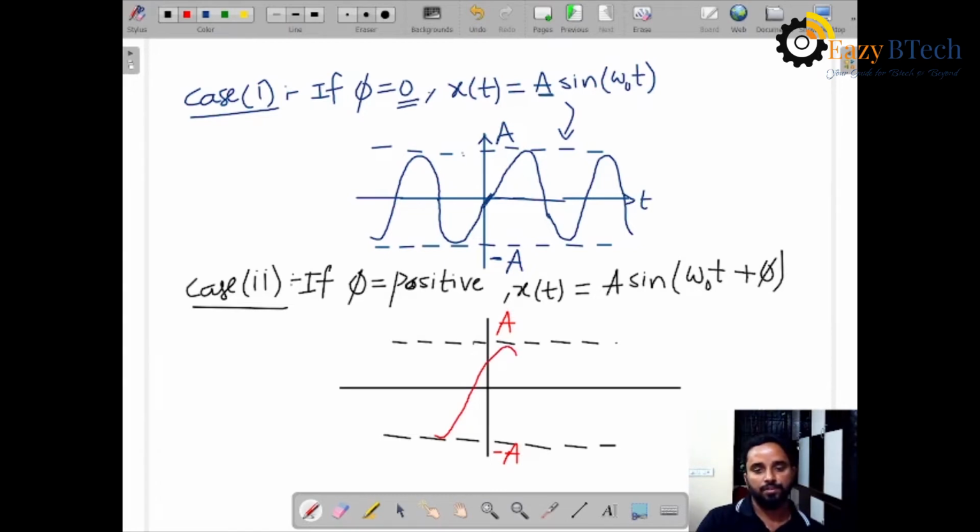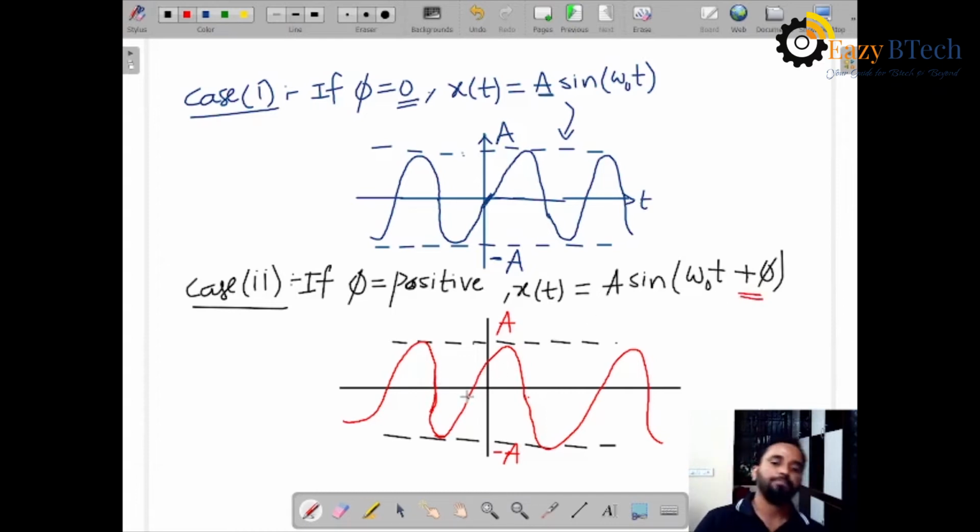Positive phase. This is the waveform we get. Okay, this is for positive phase.